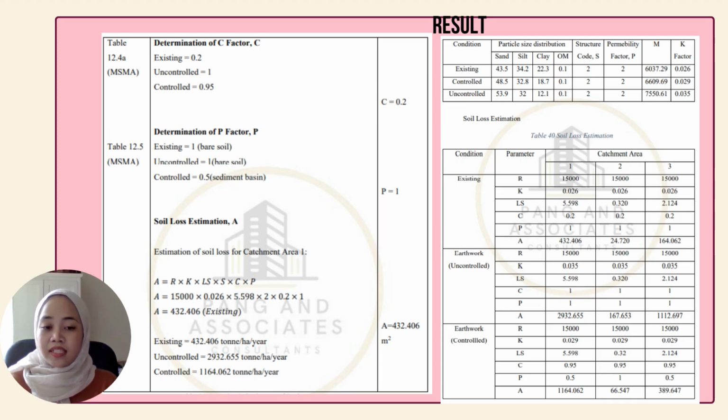And lastly, for catchment area 3, we get 1,112.697. Lastly, for the earthwork controllable condition, the area that we get for catchment area 1 is 1,164.062. For catchment area 2, we get 66.547. And lastly, for catchment area 3, we get 389.647.